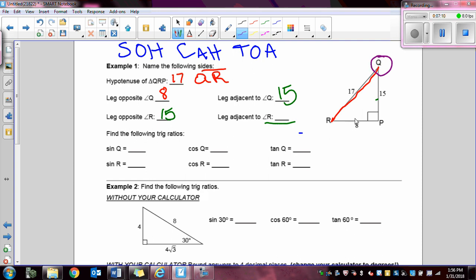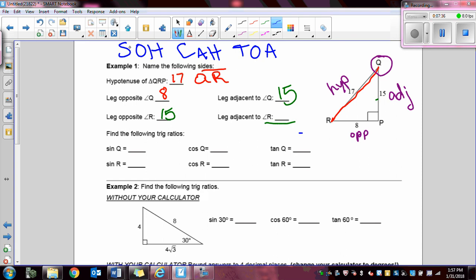The side opposite to Q is 8. This one is opposite, right? OPP next to it. Make sure it's in pencil because we're going to erase it when we get to R. The hypotenuse is 17, right? HYP for hypotenuse. And then the adjacent side to Q, the one that's touching it, is 15. That's adjacent. ADJ. All right, guys. Now let's fill this in.